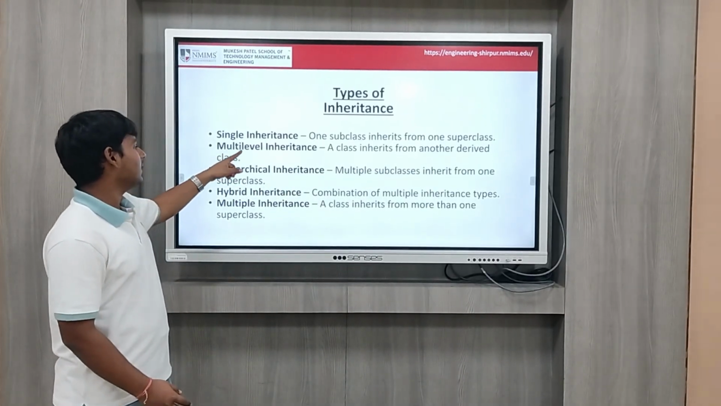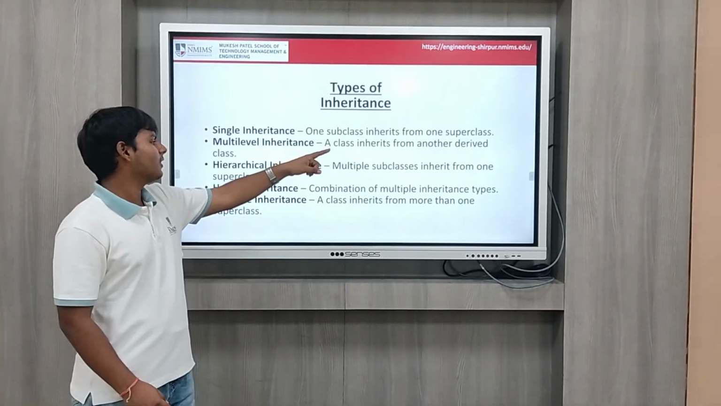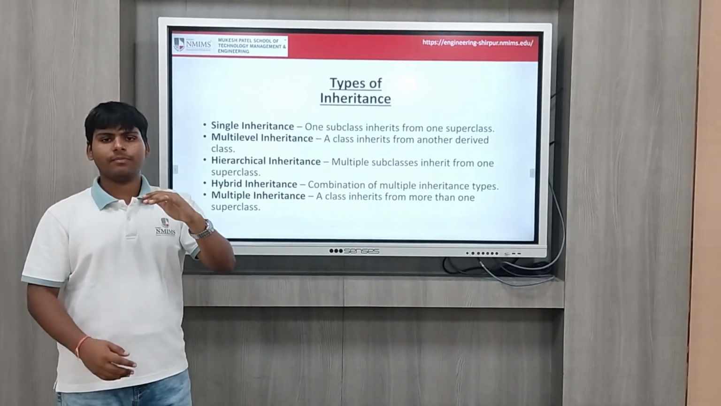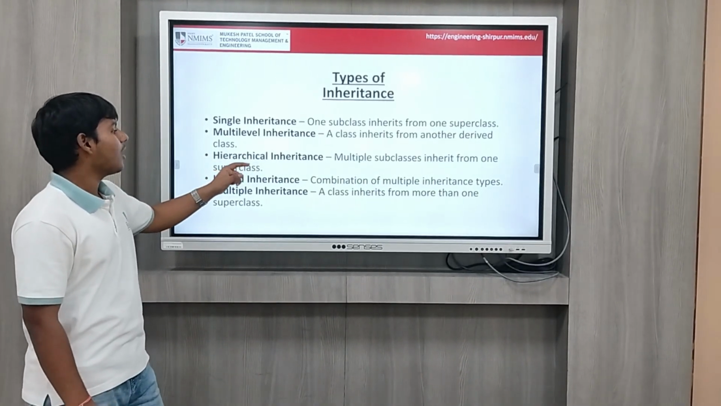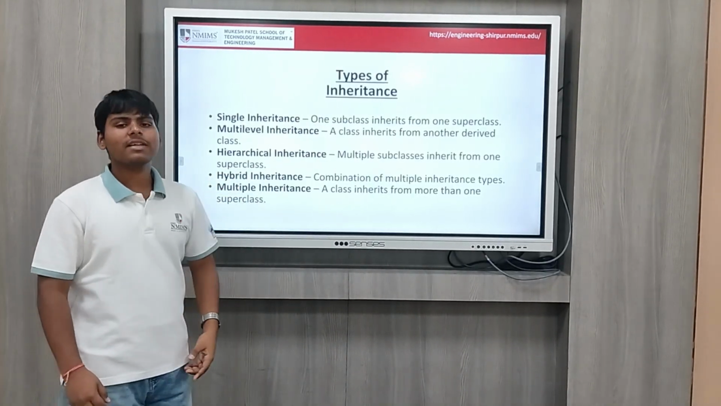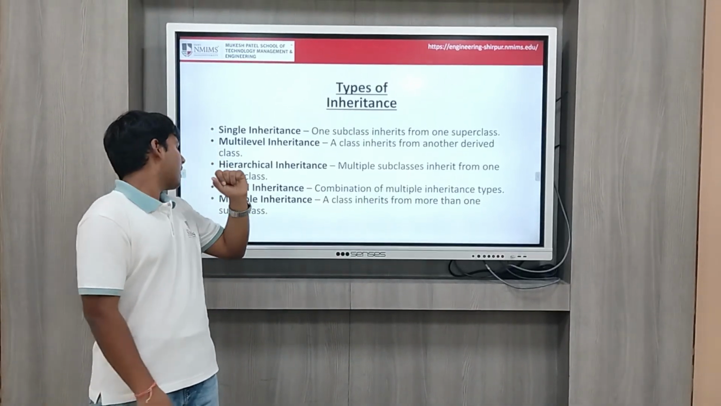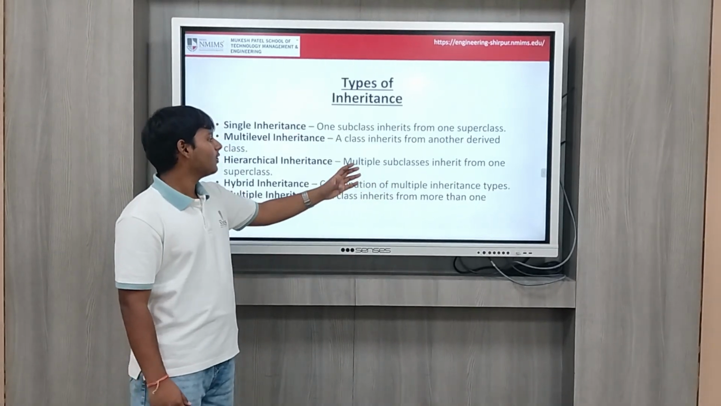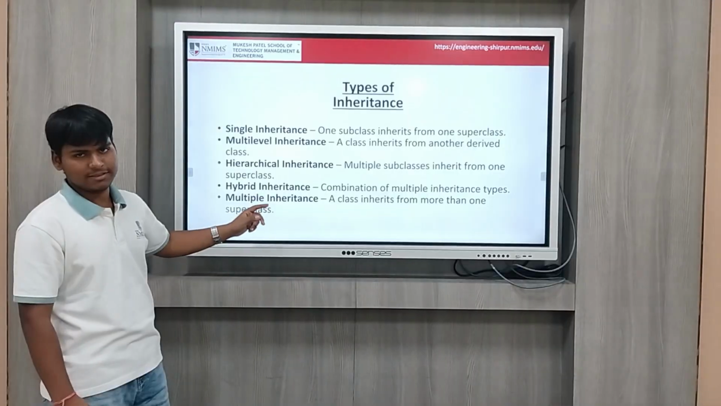Then after that, multi-level inheritance, where a class inherits from another derived class. So we can say it is like brick by brick inheritance. After that, hierarchical inheritance. Multiple subclasses inherit from one superclass. So we can say that there are two children and one parent class. After that, hybrid inheritance, a combination of multiple inheritance types. If we combine single and multi-level inheritance, it becomes hybrid inheritance.